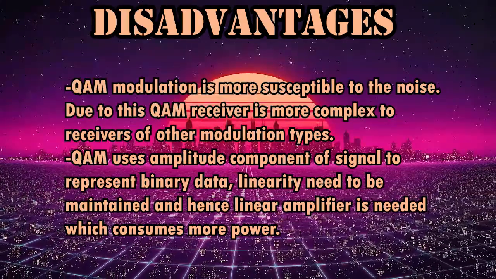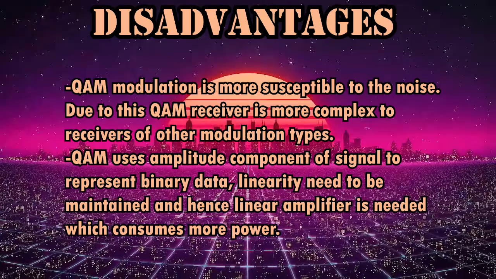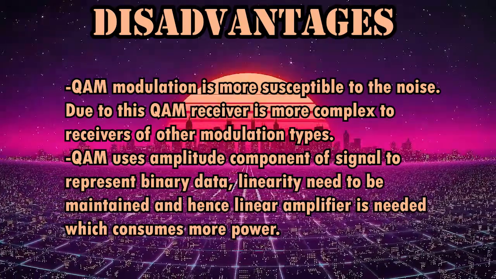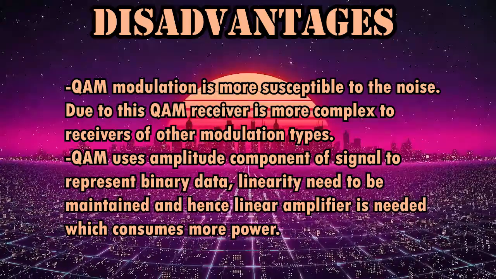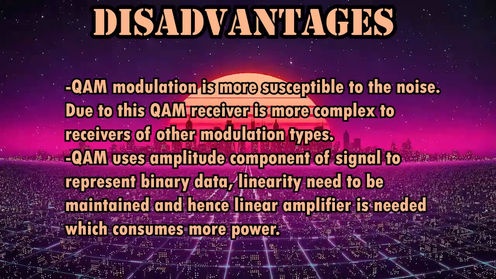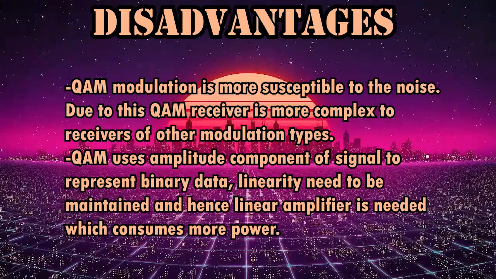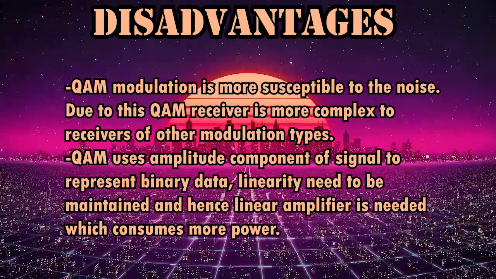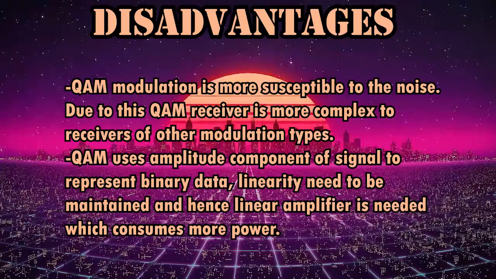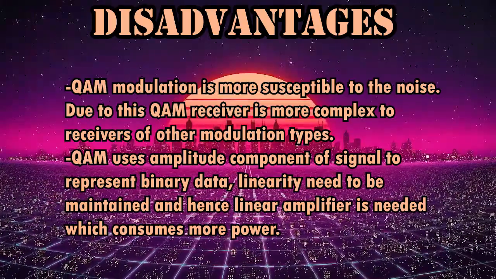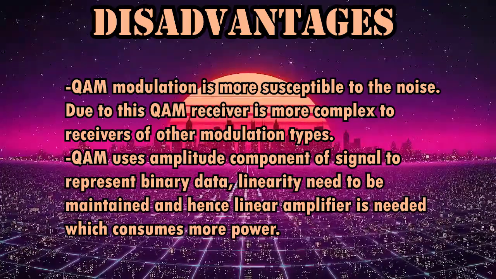For the disadvantages of QAM, QAM modulation is more susceptible to noise. Because of this, QAM receivers are more complex than other types of modulation receivers. QAM uses the amplitude of the signals to represent binary data, so it needs to maintain linearity, so a more power-consuming linear amplifier is needed.